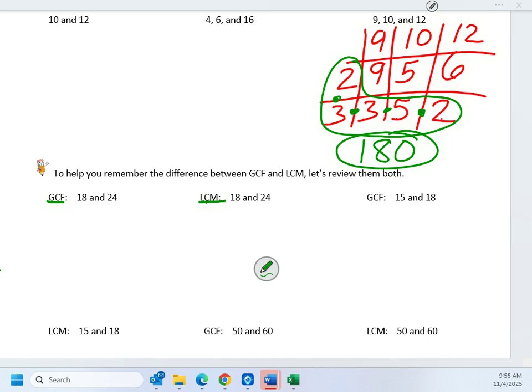Does that make sense? Okay, any questions on today's math? If you forgot how to do the greatest common factor, look back at yesterday's objective. Refresh your memory how to do the factors. The multiples are what we're doing right now.